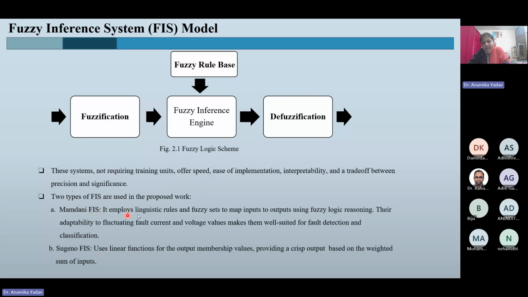And in Mamdani, we employ linguistic rules and fuzzy sets to map the input to the output using fuzzy logic reasoning, and their adaptability to fluctuating fault current and voltage values makes them well suited for the fault detection and classification task. Then in Sugeno type, we use linear functions for the output membership values, which provides a crisp output based on the weighted sum of the inputs. So both of them will be utilized in the coming slides for fault detection and classification.